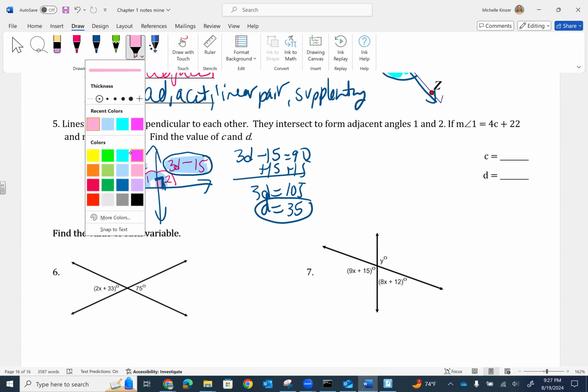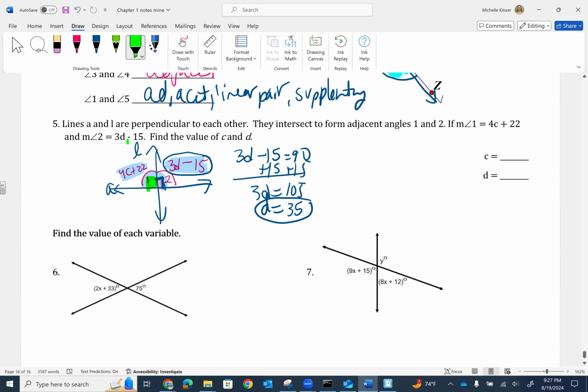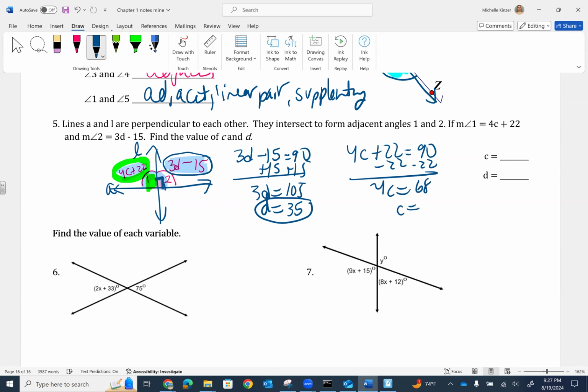The next thing is, over on this side, we know that if this is 90 degrees, well, then we also know that over here, this angle's 90 degrees as well. So therefore, we can set this equal to 90 degrees and solve the resulting equation. So 4C plus 22 equals 90 degrees. Let's solve it. And then divide by 4, and C is equal to 17.